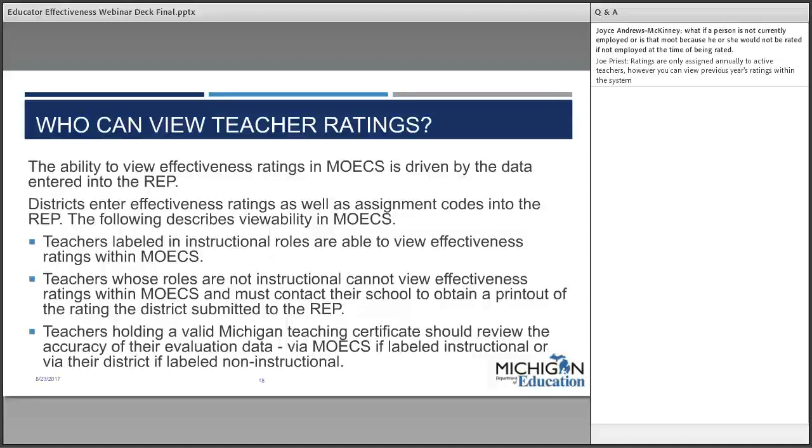Teachers holding a valid Michigan teaching certificate should review the accuracy of their evaluation data. They can view it in MOEX if they're labeled instructional, or they can contact their district to see the evaluation data if they're labeled as non-instructional.